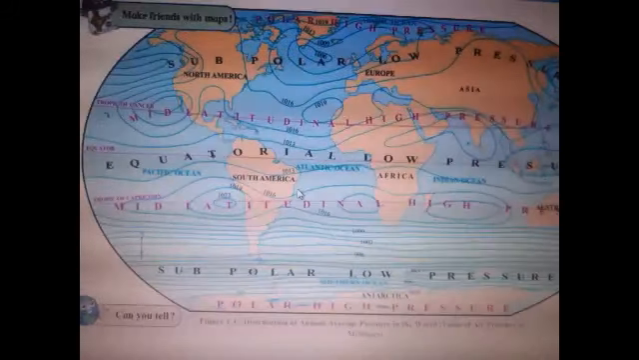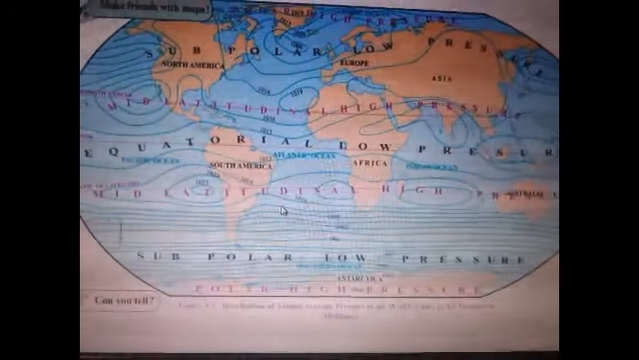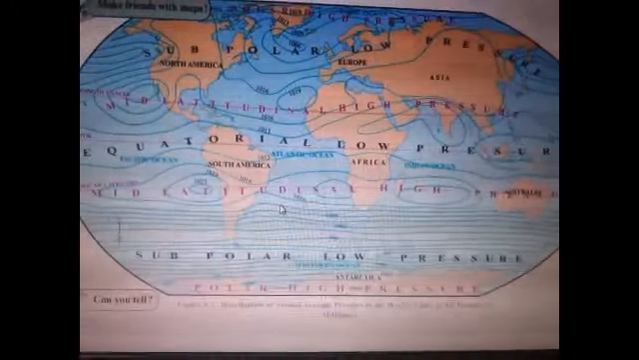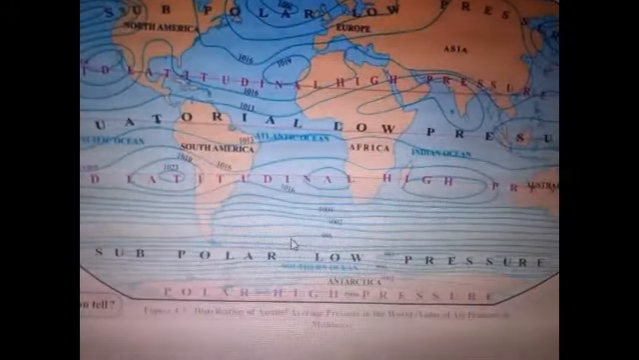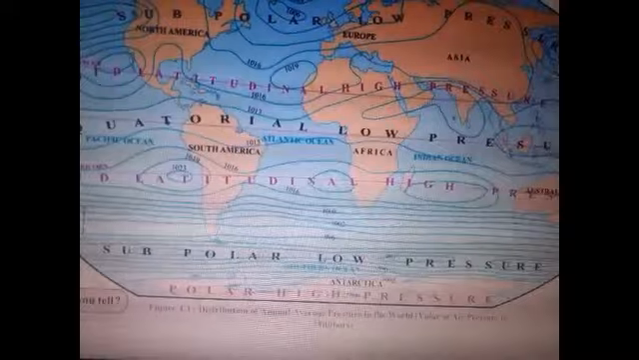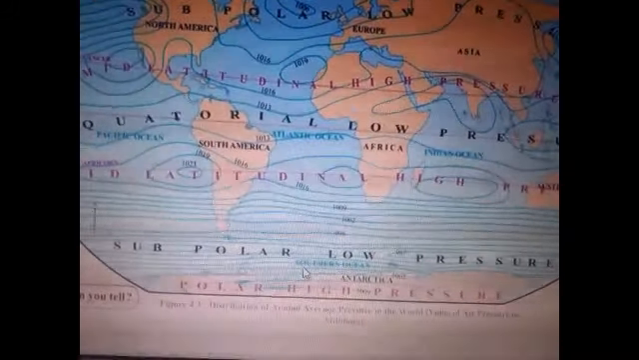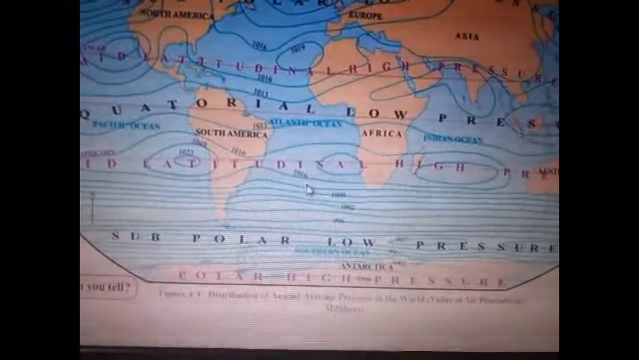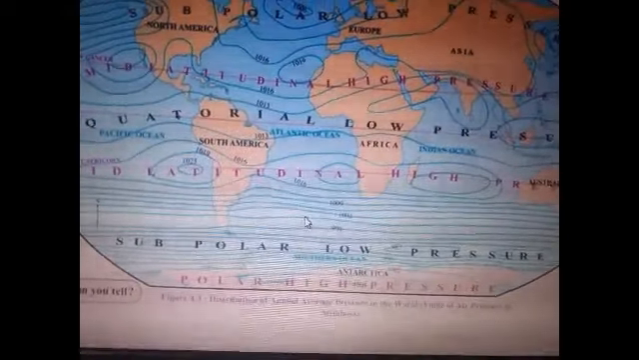Now in the southern hemisphere, you can see the lines are closer to each other. You can see the lines are too close to each other. Now when they are close to each other, it means that these lines show high air pressure. These lines are showing high air pressure in this region.